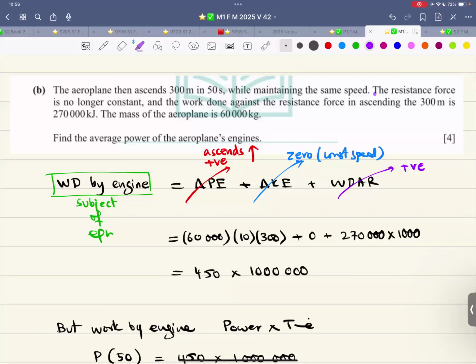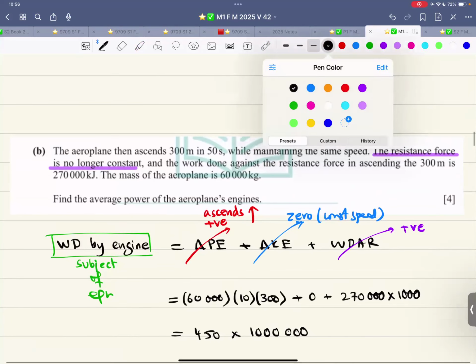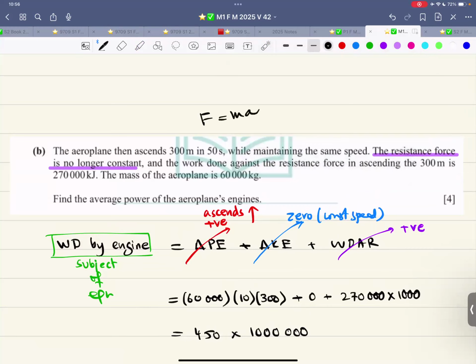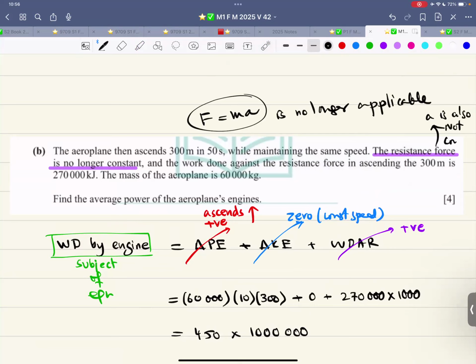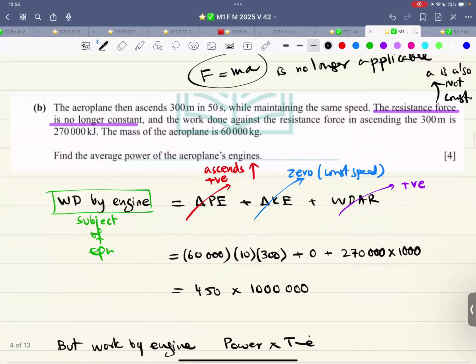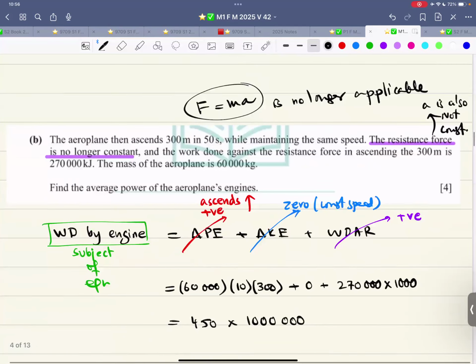Why do they write this? The resistance force is no longer constant. That means they write it deliberately so that F equals MA is no longer applicable, because since the force is not constant, therefore acceleration is also not constant. So that is why we cannot use the resultant force concept, Newton's laws, F equals MA. We cannot use it. So therefore, we have to use the work energy principle.